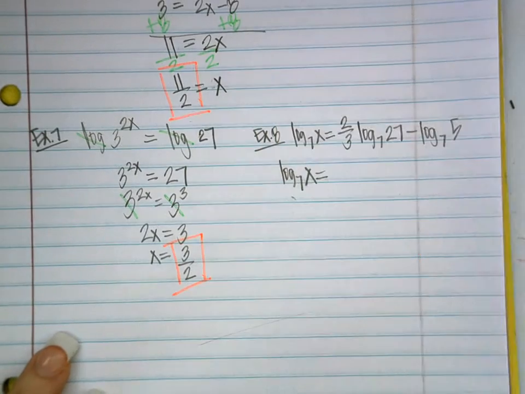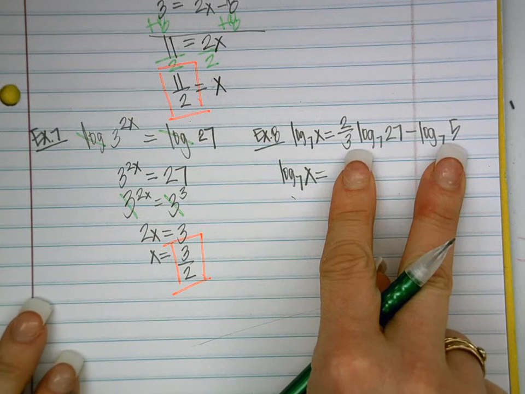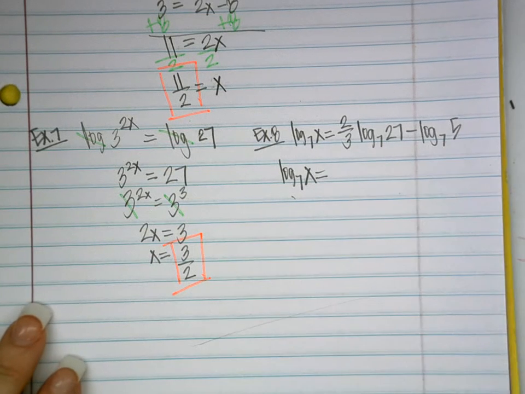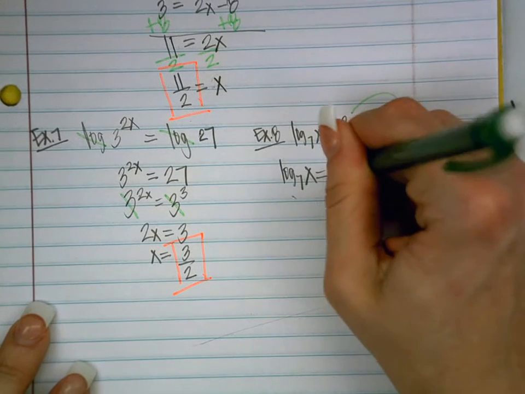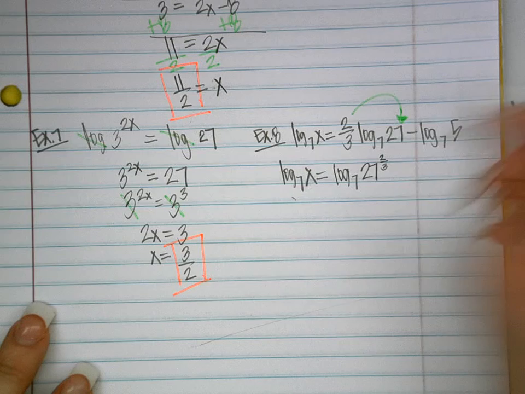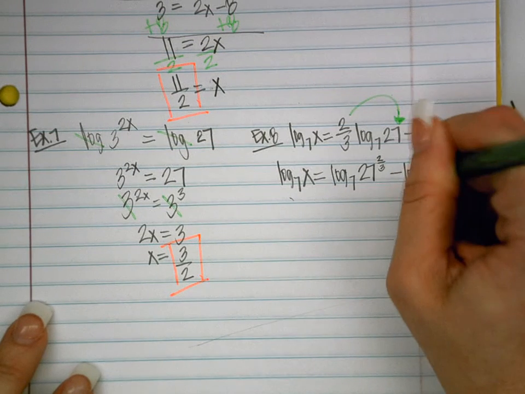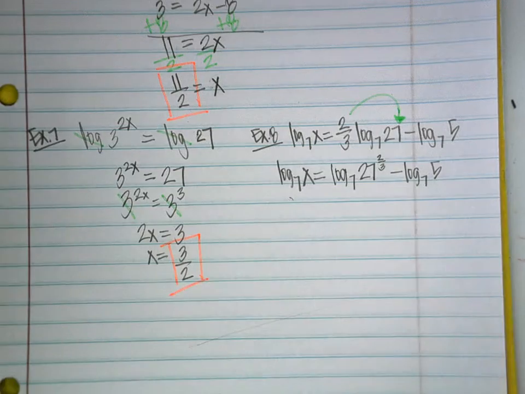So first thing you want to do when you're condensing is what? Should I deal with the exponent or with the subtraction? The exponent. Okay, so we're going to rewrite this. The exponent only goes to the 27. This is going to be log base 7 of 27 to the 2/3 power minus log base 7 of 5. You can simplify that first or next, doesn't really matter.